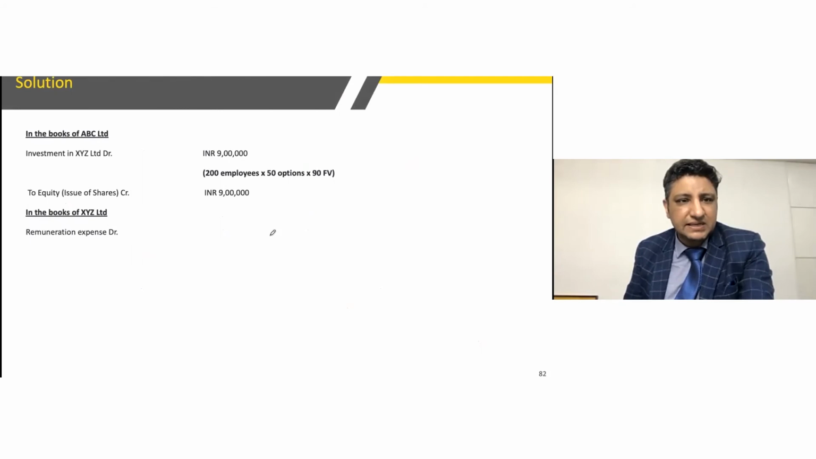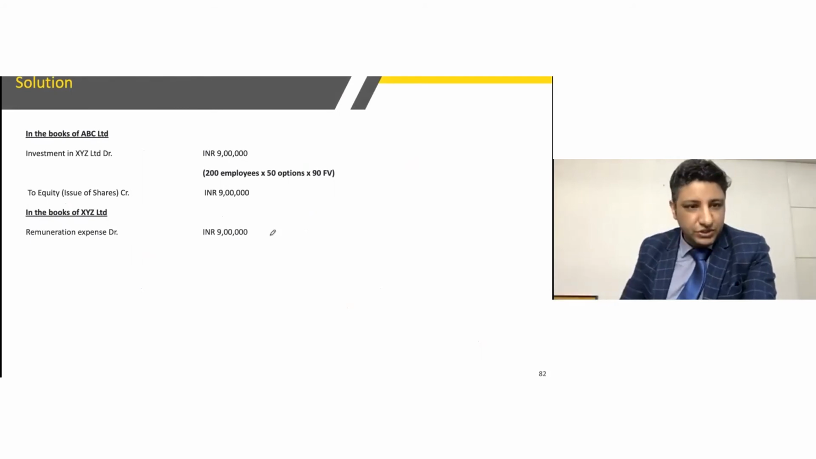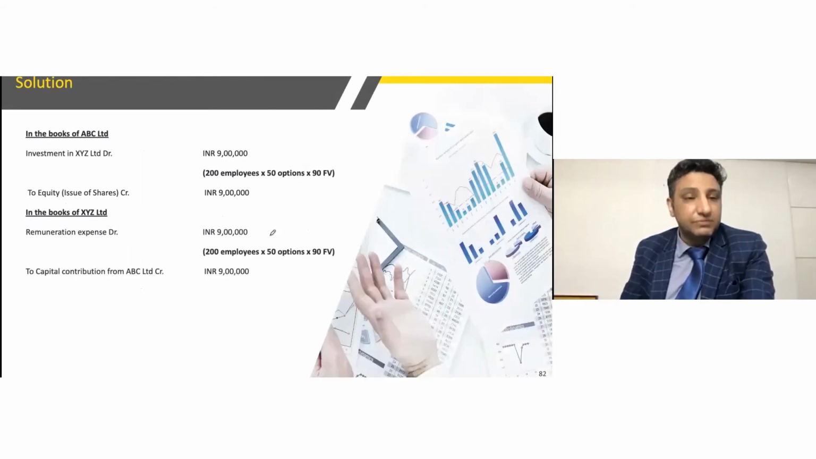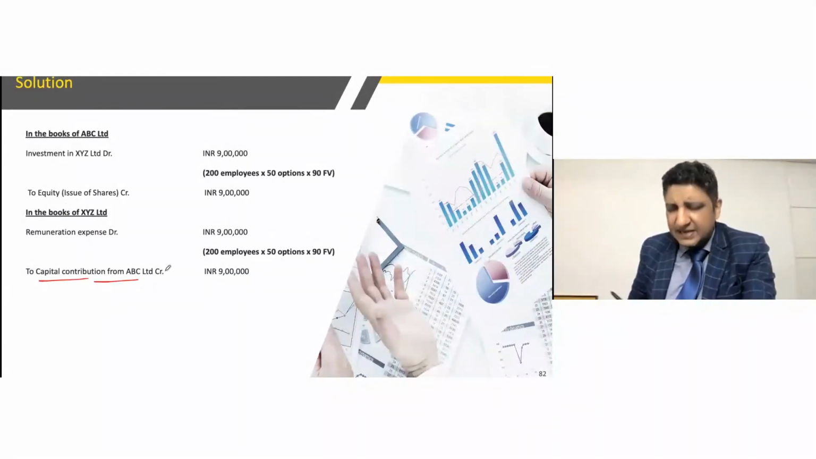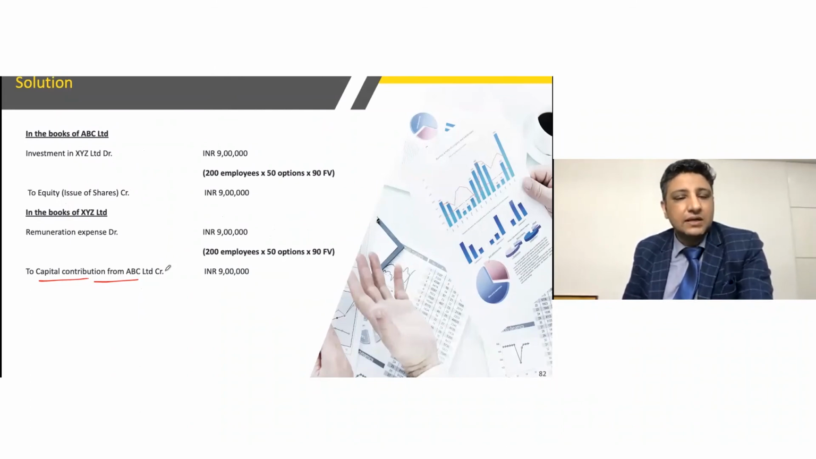All right. So when you look at the formal solution in this case, you can simply say that investment in XYZ to equity, which is shares to be issued in the books of ABC, sorry, that's what it was. In the books of XYZ, it is a remuneration expense or an employee cost to ABC Limited, or the capital infusion by ABC from the parent's perspective in the books of, of course, the subsidiary itself. All right.